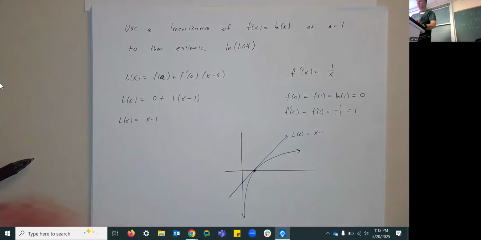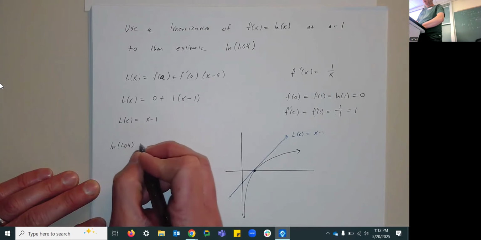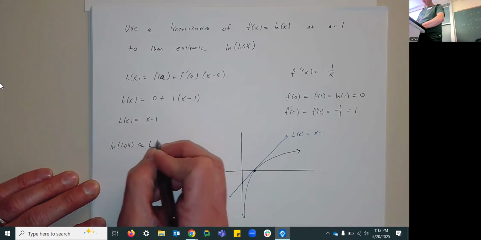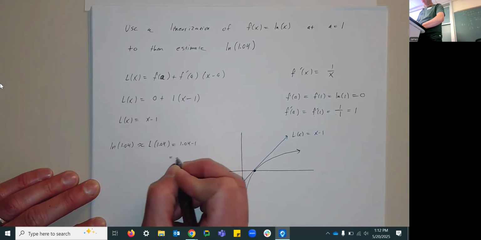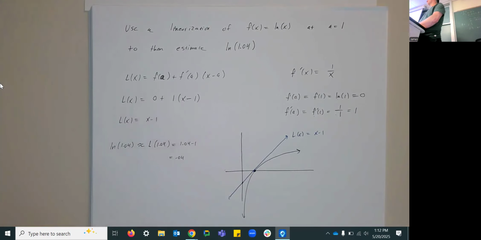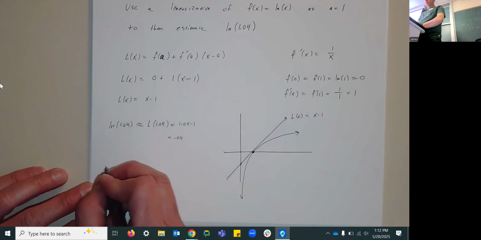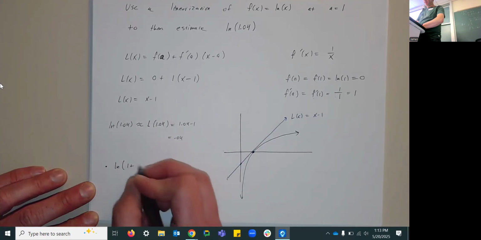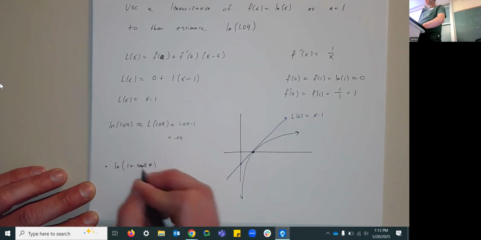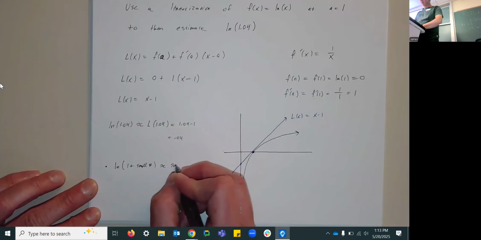And so then we can say, well, we're trying to approximate the natural log of 1.04. That's going to be approximately L of 1.04, which is going to be 1.04 minus 1, which is just 0.04. Sometimes people talk about this more generally, so I'll just point out that the natural log of 1 plus a small number, how small, like probably less than a tenth, is approximately that small number.